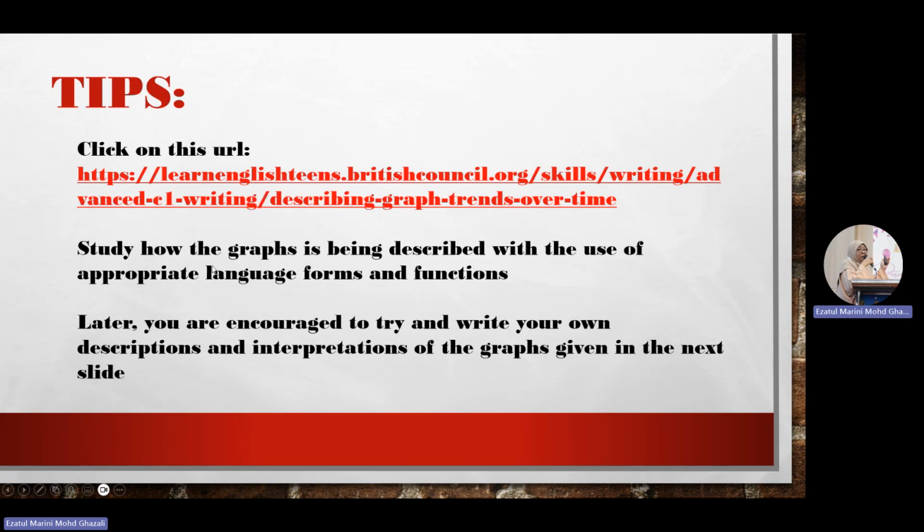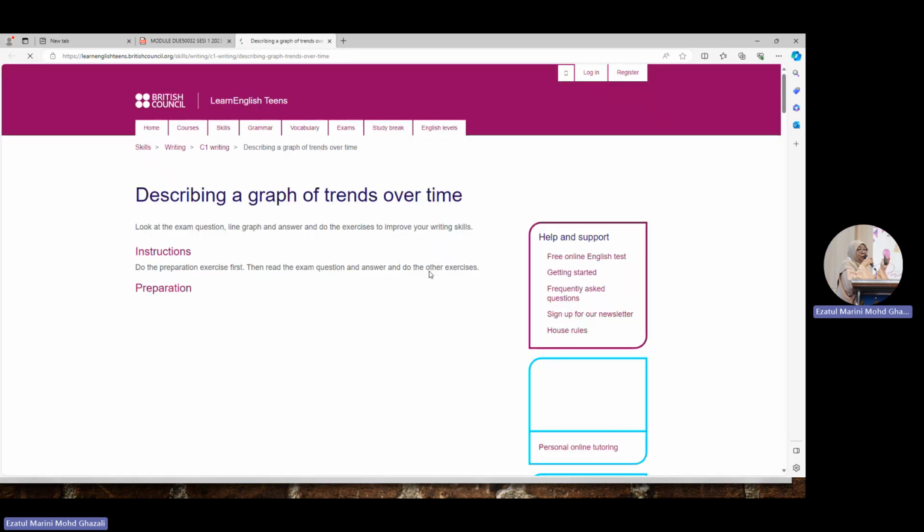I want you to look at how the graphs are being described with the use of appropriate language forms and function. And what you can do is try your own description and interpretation of graphs in the next slide that I'm going to give you. Right, let's have a look at this one. I think this one is also included in your module.